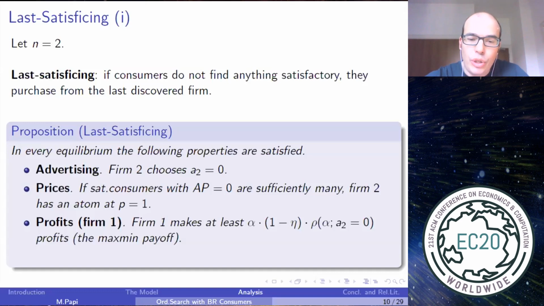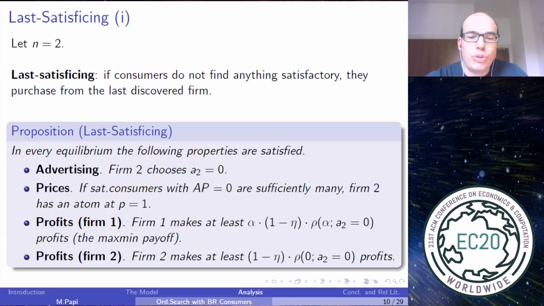Firm 1 can secure strictly positive profits by charging the high aspiration price alpha, and the profit lower bound is given by alpha times the probability that satisficing consumers have a high aspiration price, which turns out also to be the maximum value of the game that models this equation. It also secures strictly positive profit, and in particular, the lower bound is given by the probability that satisficing consumers have a low aspiration price.